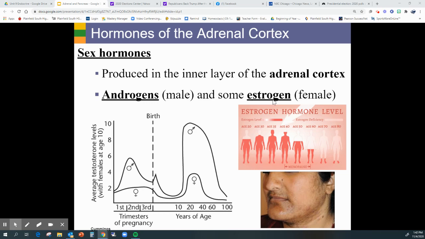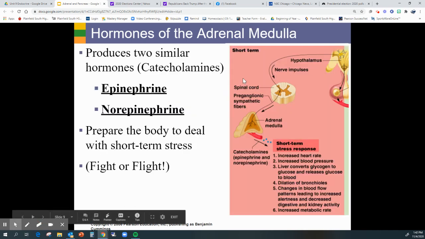So breast enlargement, hip widening, increase in fat deposits in the body. Those are big things that estrogen can cause, as well as bring online the ovaries. Okay. Now we're going to talk a little bit about the medulla.